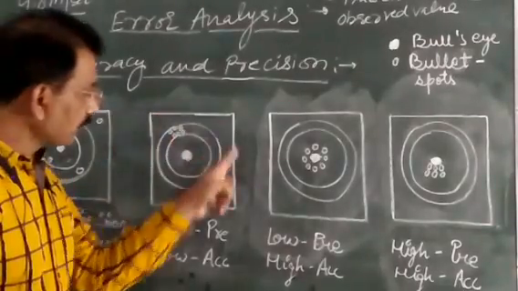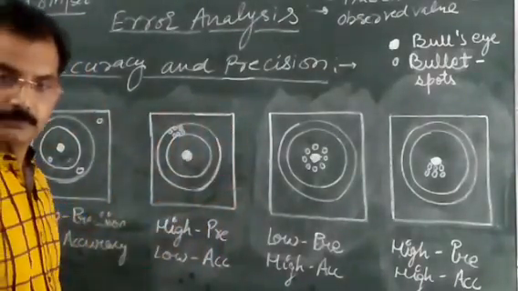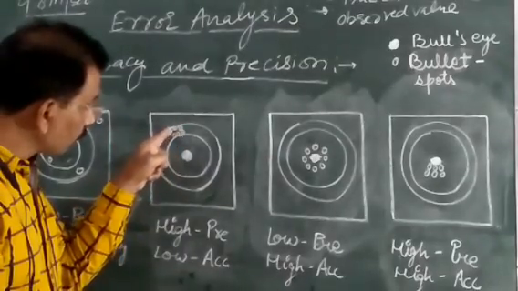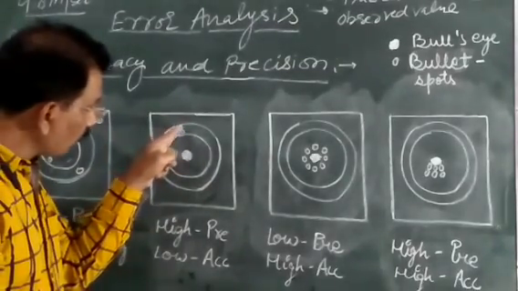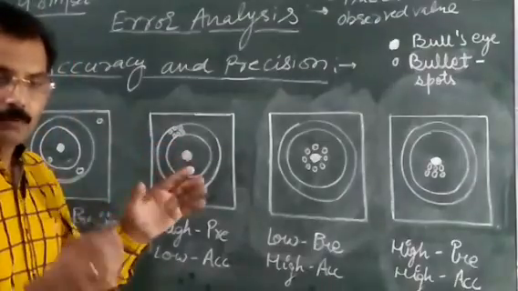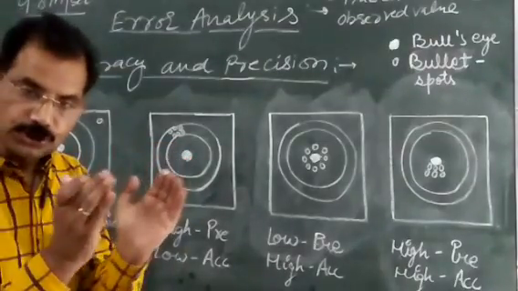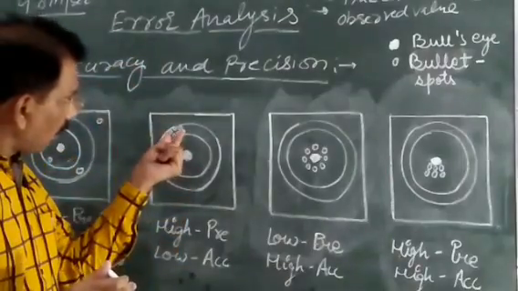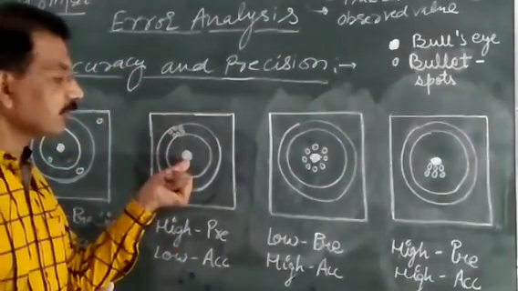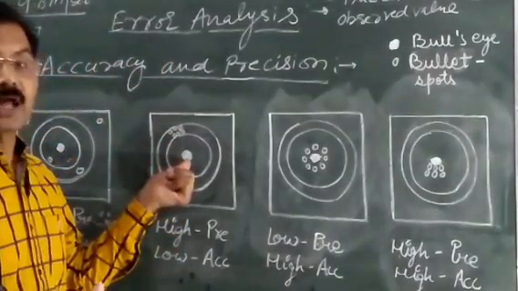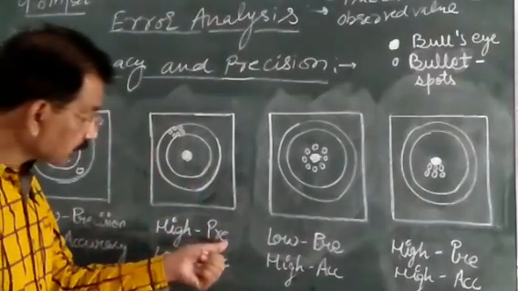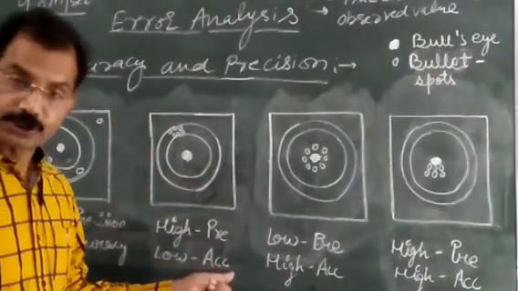But in this diagram you see all your attempts, meaning all your observed values, are very close to each other, and when your observed values are very close to each other, then you can say its precision is very high. But all these are far from this bull's eye, which means its accuracy is low. So this is the example of high precision but low accuracy.